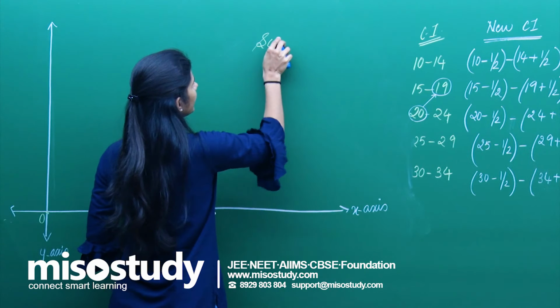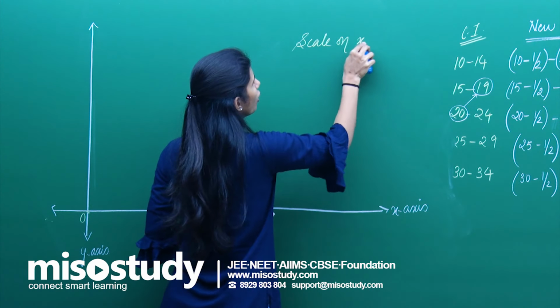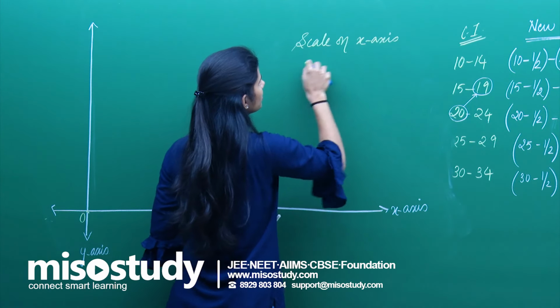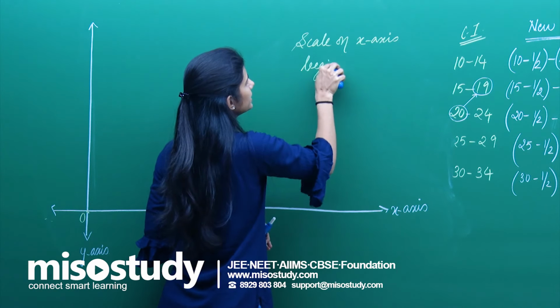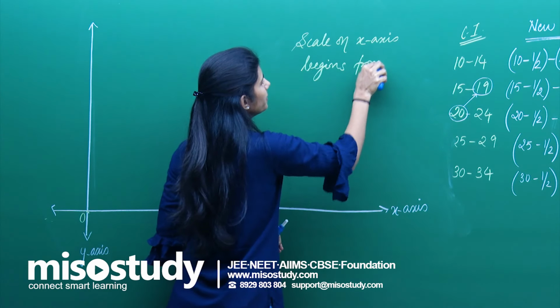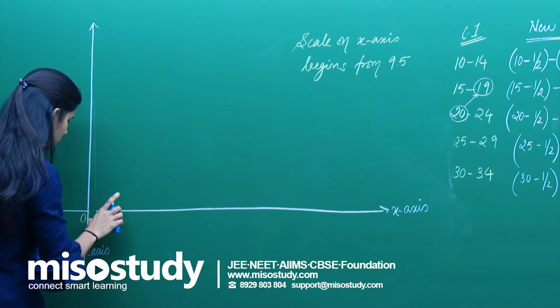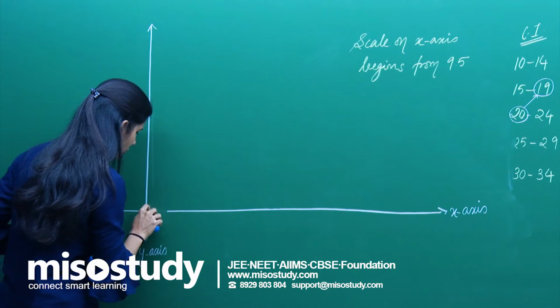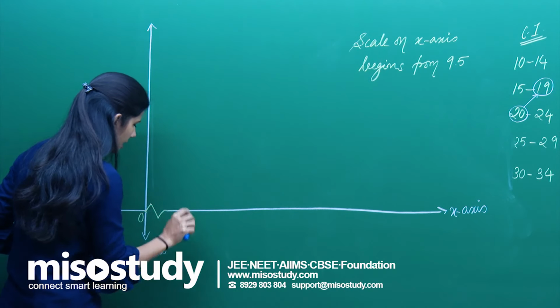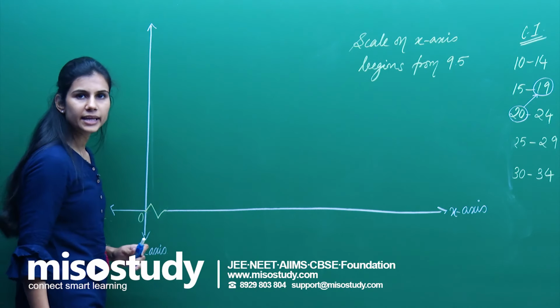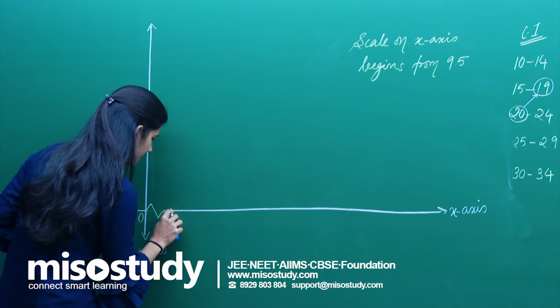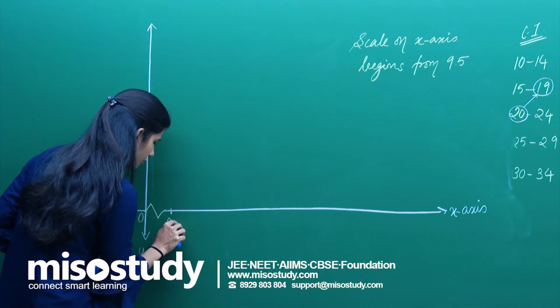So scale on the x-axis begins from 9.5. Of course it's not beginning from 0, so I will be drawing a kink in the beginning, this break, and I will be beginning my scale from 9.5.